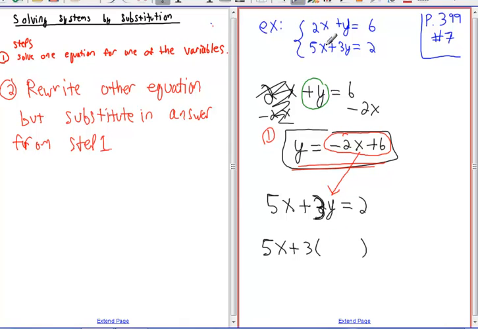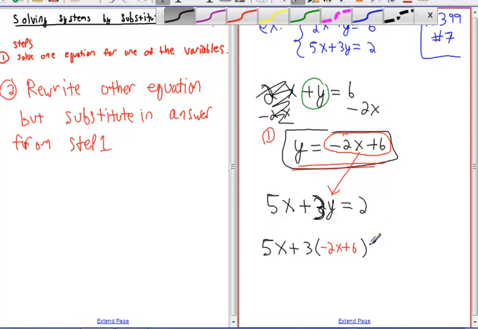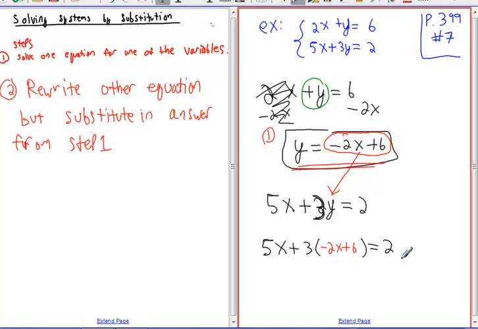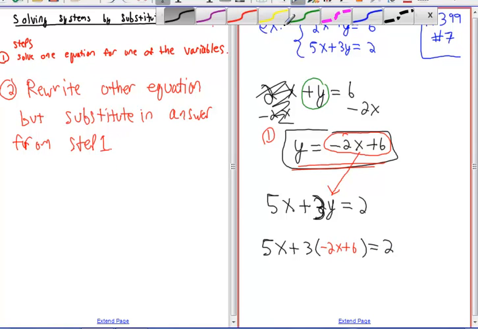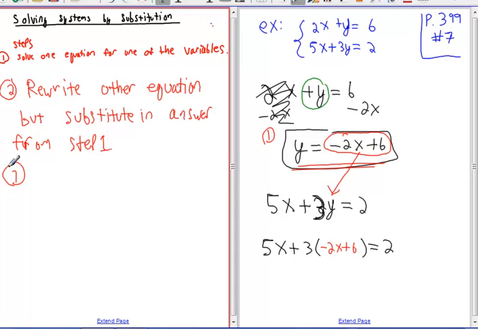And then the reason that that's helpful, I know it doesn't seem like it's going to be, is because now you only have one variable. You do not have an x and a y. You just have x's. And it's better to just have x's, let me tell you. Because then you don't have to go ahead and graph like we have been doing in the last section. So once that's done, which we just did, we need to solve.